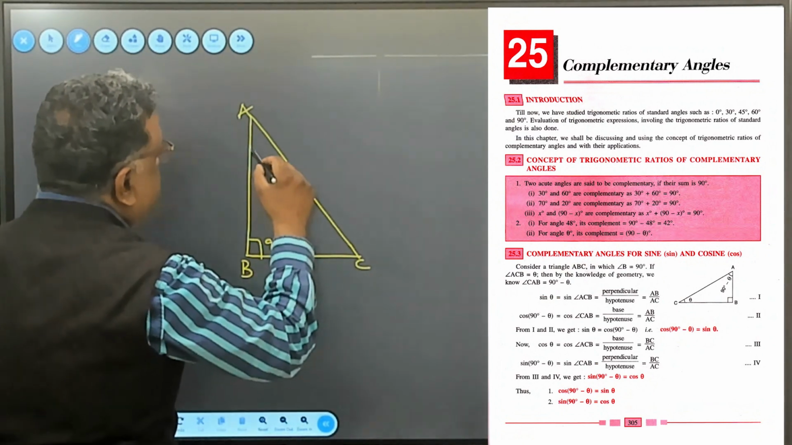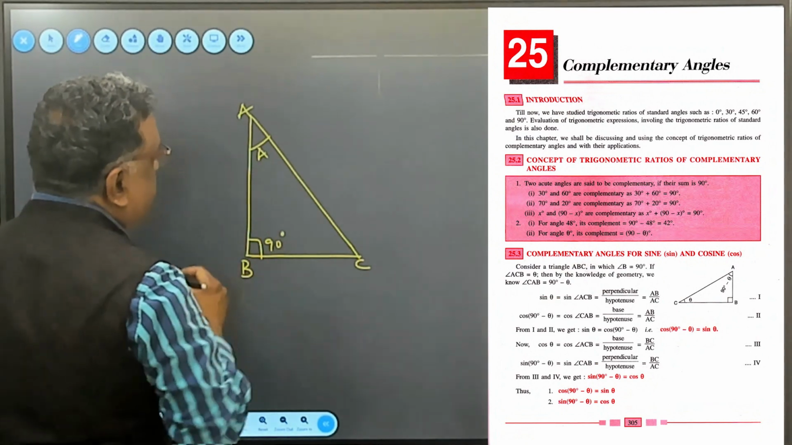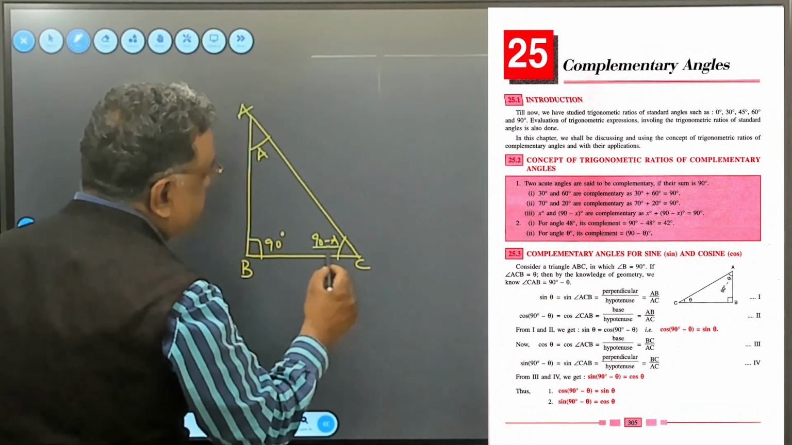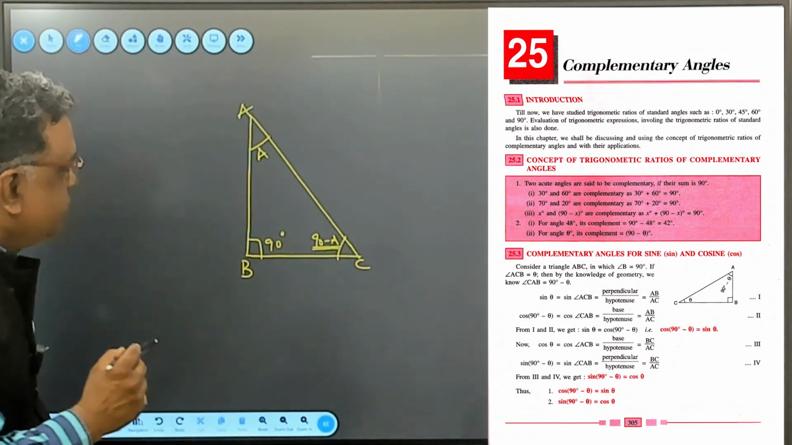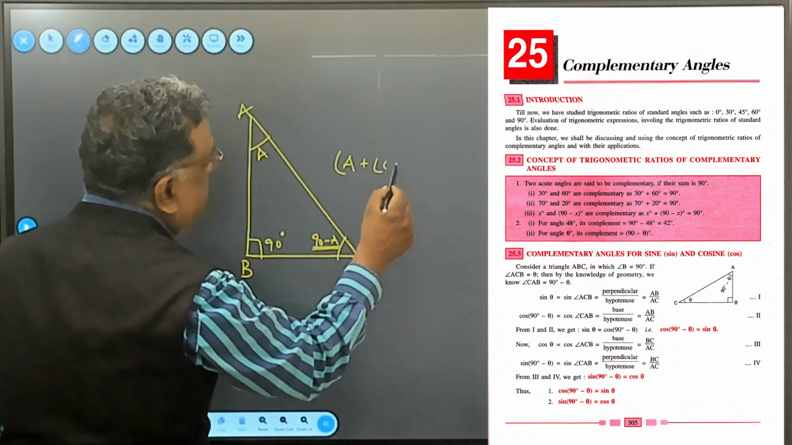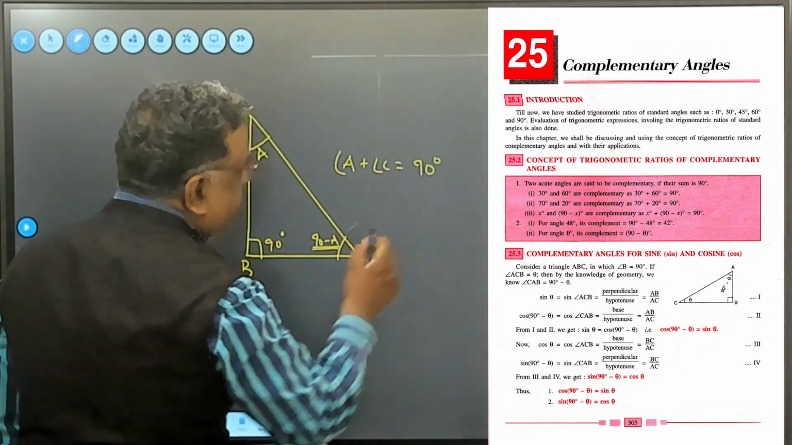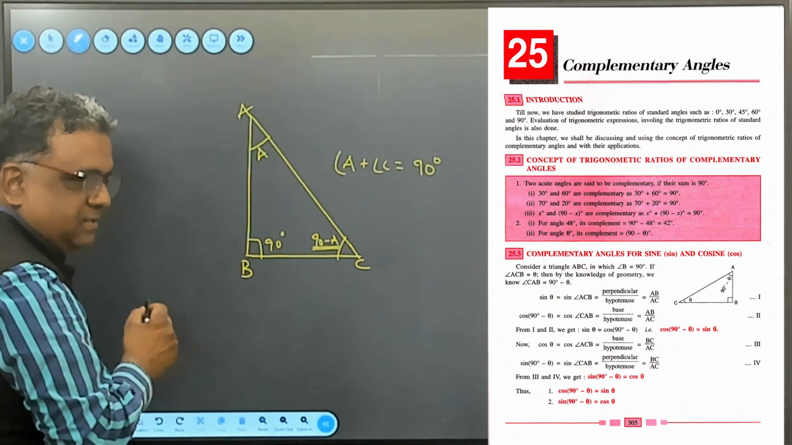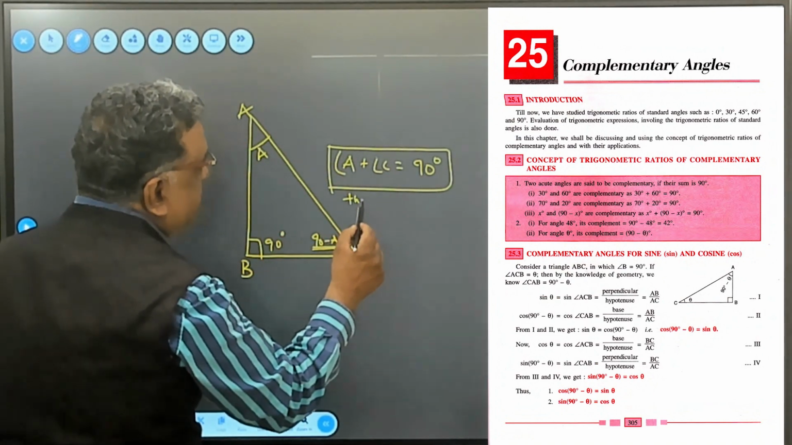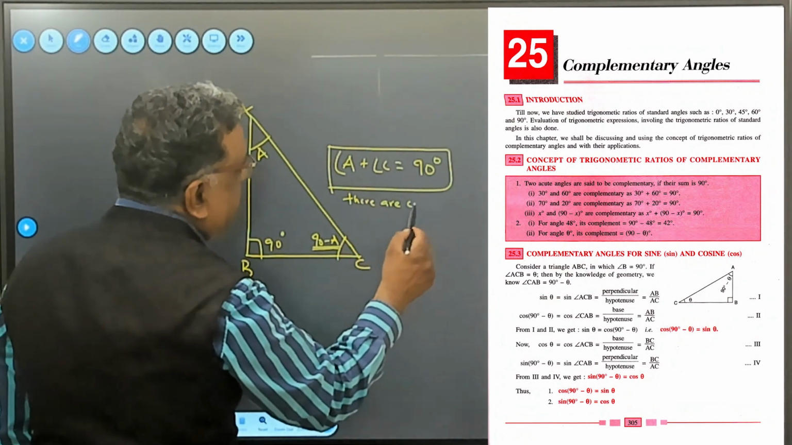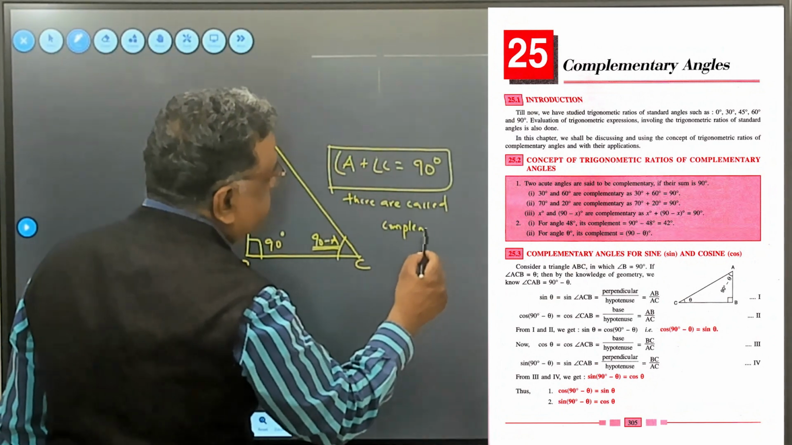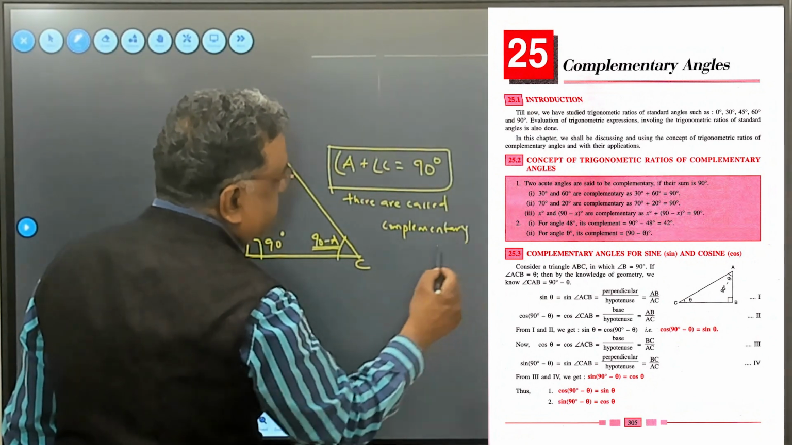So let us say if this angle is A, then the remaining angle will be 90 minus A. Yes or no? Which means angle A plus angle C are always going to be 90 degrees because the sum of all these angles is 180. So when the sum of two angles is 90 degrees, they are called complementary angles. So this is the first point.